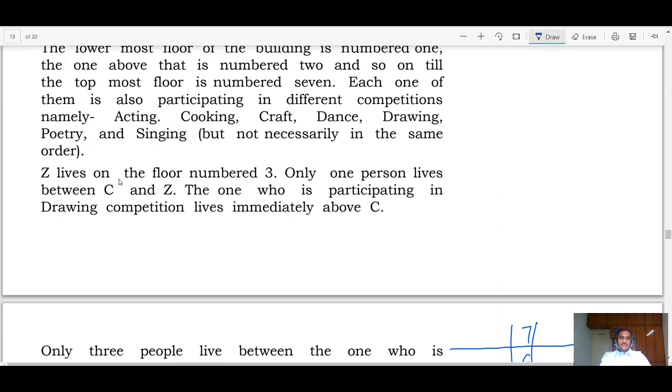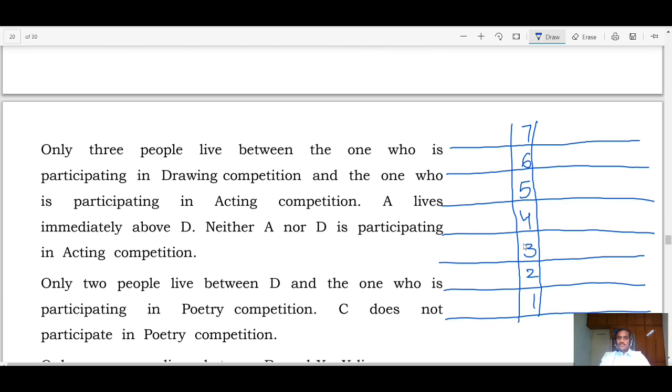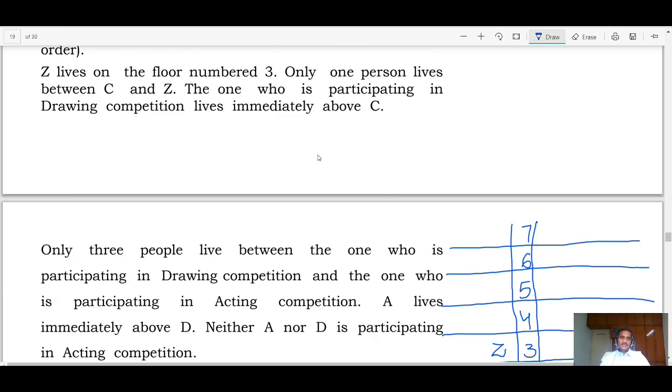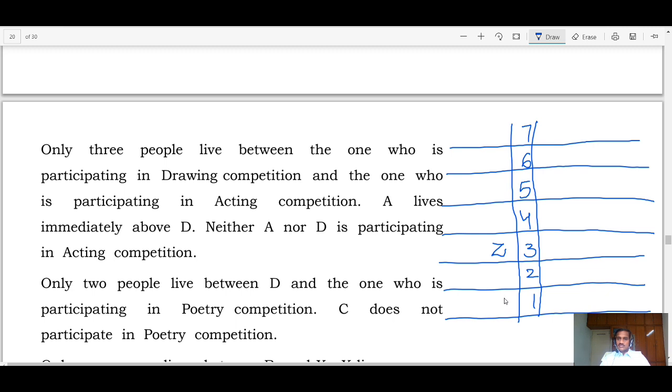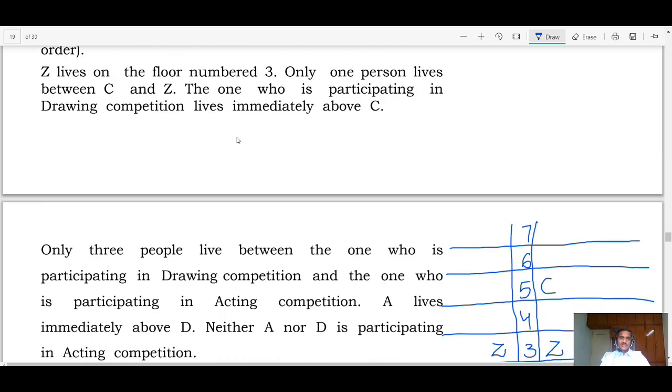Coming to the first one, Z lives on floor number 3. Then only one person lives between C and Z. Now C can be on the first floor or on the 5th floor. Hence how many possibilities? 2 possibilities. Hence we are representing both the possibilities simultaneously.